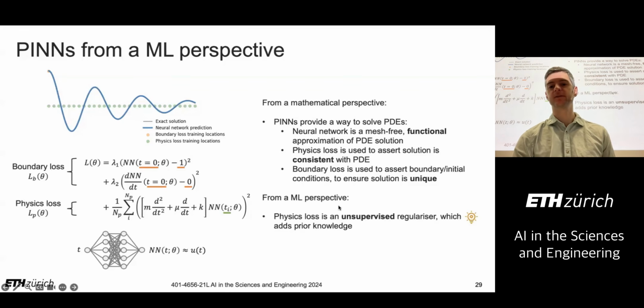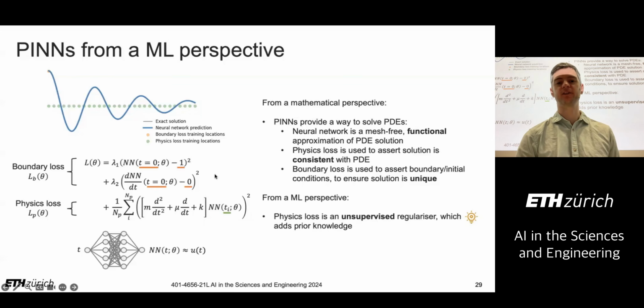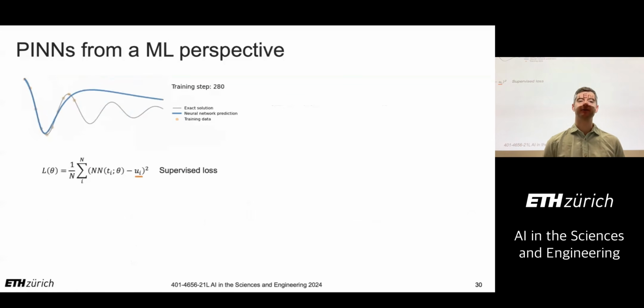So from an ML perspective, we can think of the physics loss as an unsupervised regularizer, which is asserting prior knowledge. It's not an inductive bias, but a regularization term that pushes the types of solutions that the network learns towards solutions that obey the differential equation. So this is a really nice way to think of it from a machine learning perspective. It's a regularization term. Let me just make that super clear.